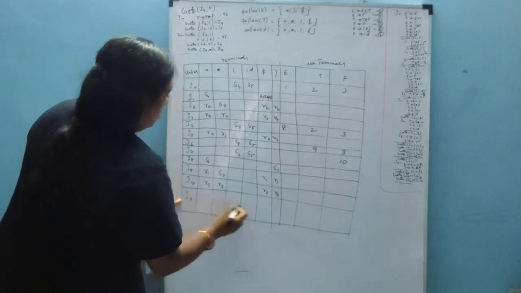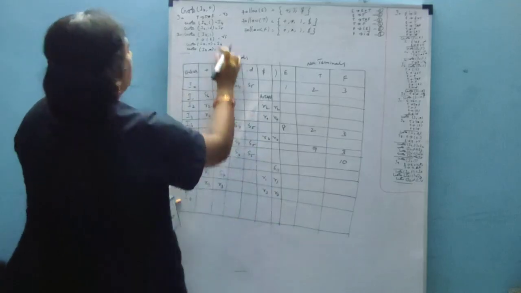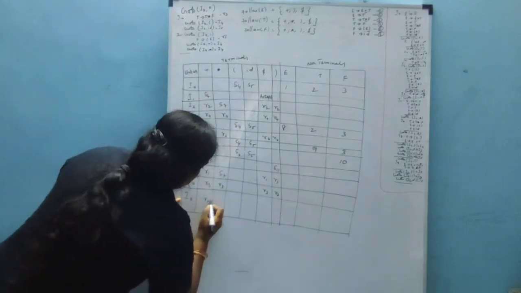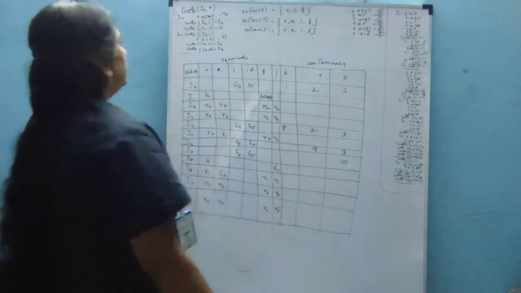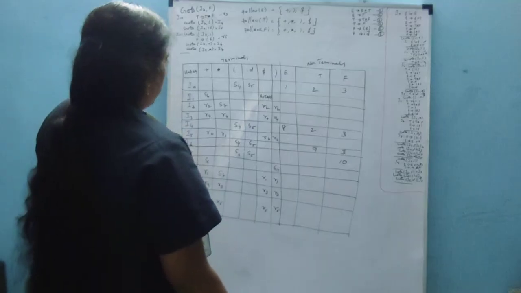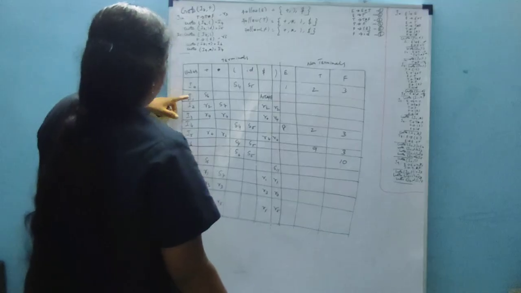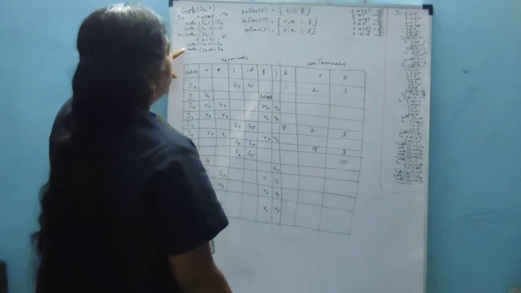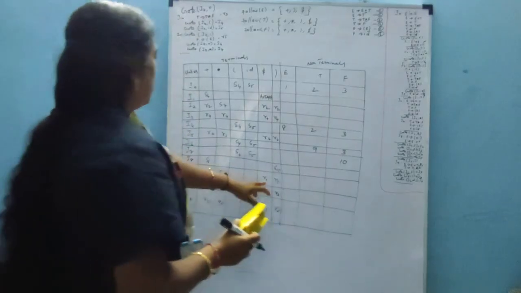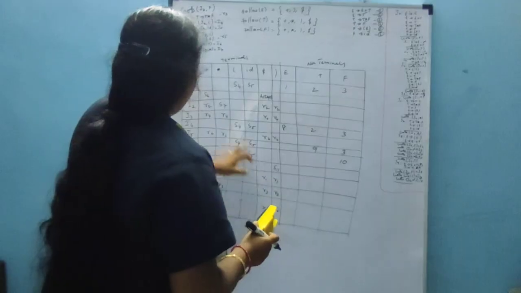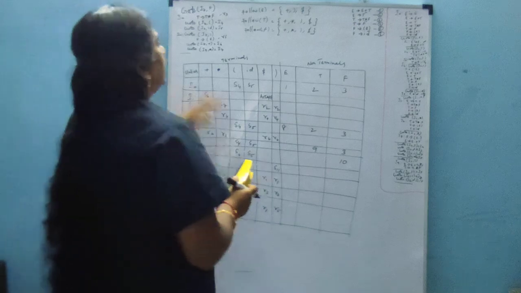Follow of F means plus, star, close bracket, dollar, production number R5. All the productions are completed: R1, R2, R3, R4, R5, R6. Yes, all the productions are completed.